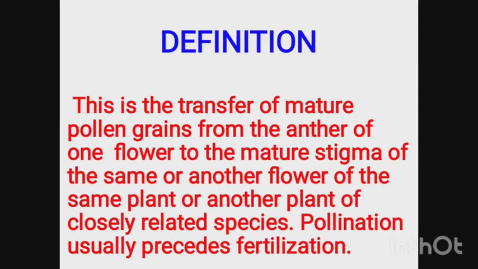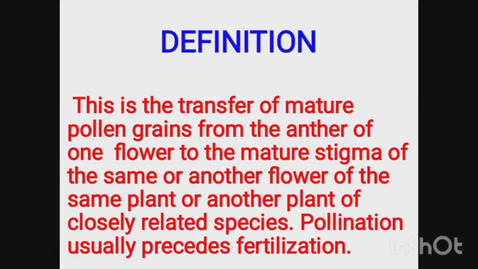Now let's look at the definition of pollination. Pollination can be defined as the transfer of matured pollen grains from the anther of one flower to the mature stigma of the same or another flower of the same plant, or another plant that is closely related. So this is the transfer of pollen grains.